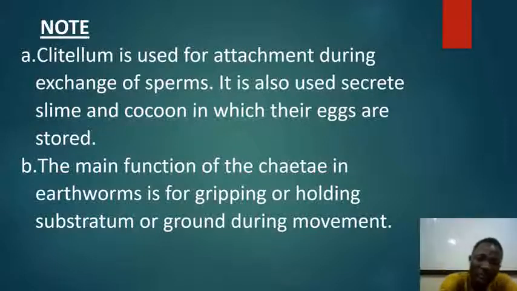Now, the main function of the chaetae in earthworms is for firm gripping or holding onto the substratum, or the ground, during movement. As it is moving on a substrate, it uses the chaetae to firmly hold onto the substratum, or what we call the ground. So let's take note of this one as well.